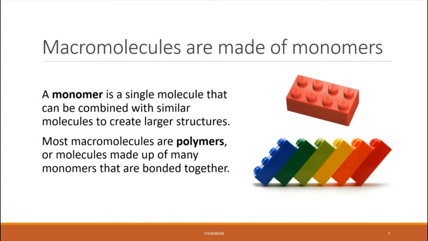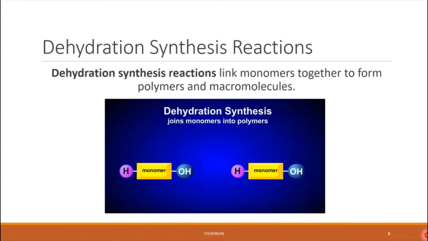Now, the building blocks of every type of macromolecule look different from each other, by which I mean the building blocks of a carbohydrate are different from the building blocks of a protein, for example. However, they do have some things in common, and one of them is the way that they get bonded together to make these larger molecular structures. There is a specific type of chemical reaction called a dehydration synthesis reaction, which occurs in order to link the individual monomers together to form the larger polymers or macromolecules.